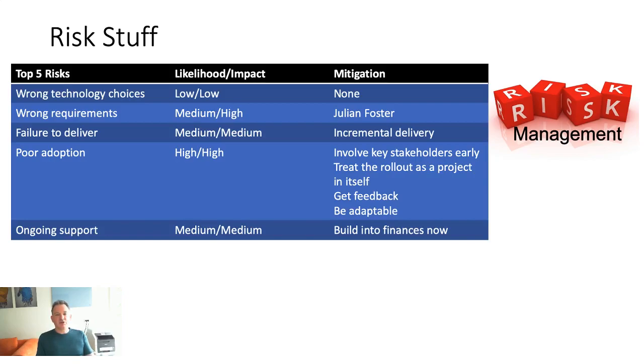Treat the rollout as a project on its own, so not just a small part of the technology bit, but actually a big thing to get people cut across and using the system. We're going to get feedback and we're going to be adaptable. There'll be things we get wrong, we'll just make sure we change and get them right. Ongoing support's less of a risk than just a fact of life, so we're starting to build that in now to make sure that we're aware of what we're committed to.